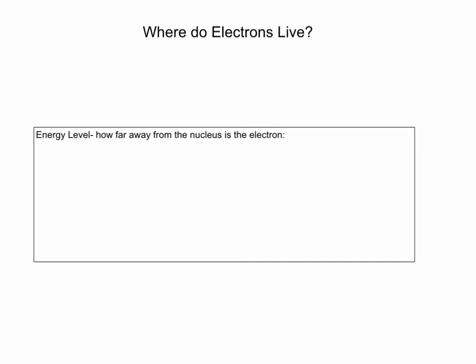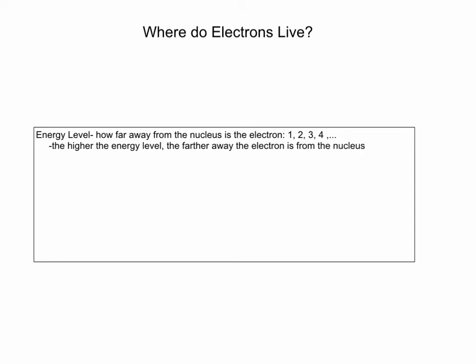And these energy levels are labeled just with the integers 1, 2, 3, 4, and so on. And the higher the energy level, the farther away the electron is from the nucleus.